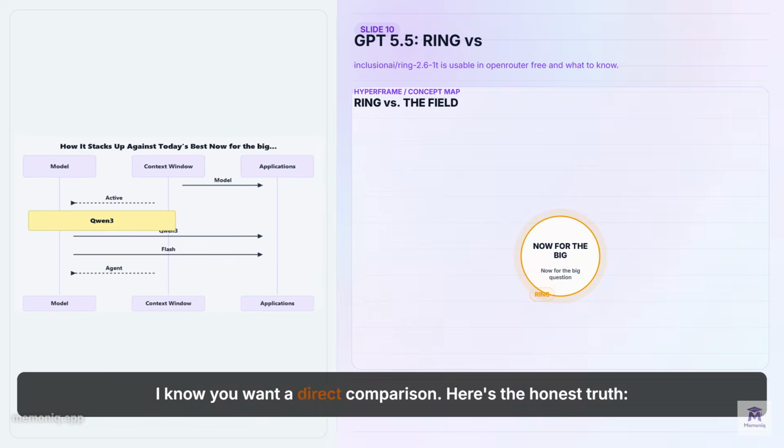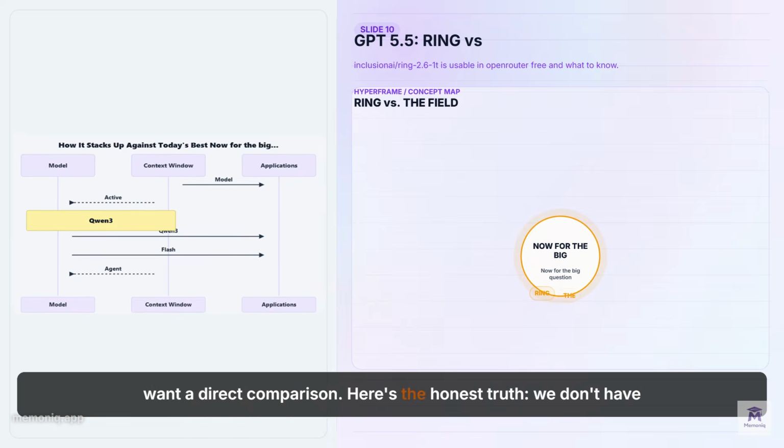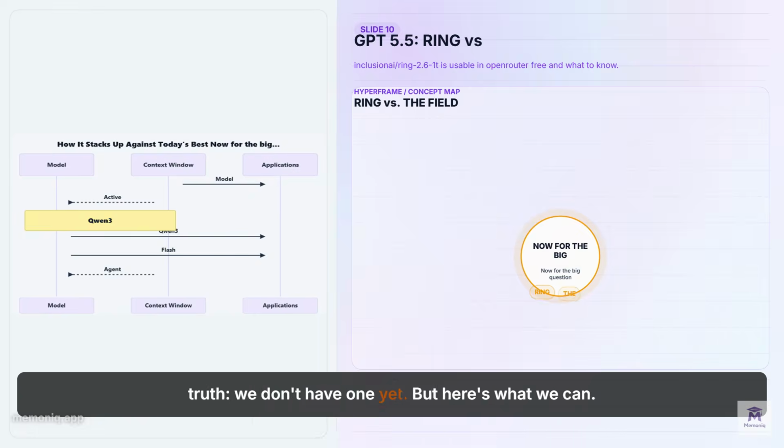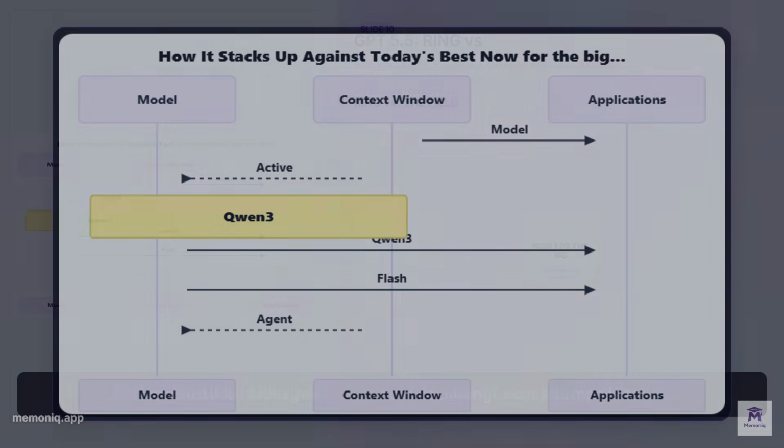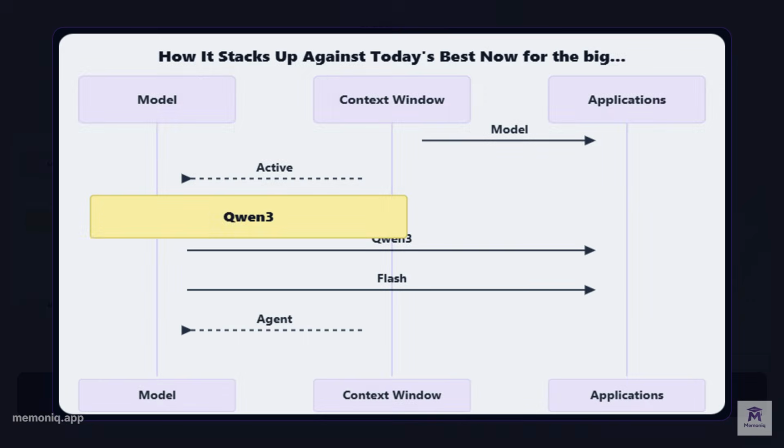I know you want a direct comparison. Here's the honest truth: we don't have one yet. But here's what we can say. Now for the big question, how does Ring 2.6-1T compare to models like GPT 5.5, Qwen 3.6 Max, or Gemini 3.1 Flashlight? Based on the available evidence, I can't give you a direct benchmark comparison because no independent third-party test has been published yet. The model card claims leading results on agent benchmarks, but those are internal claims.